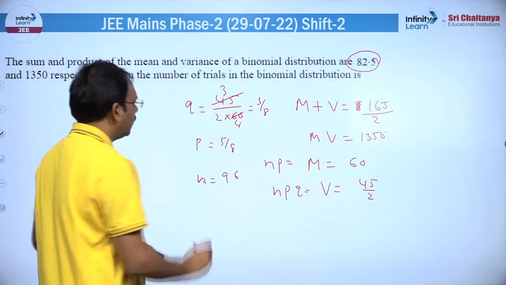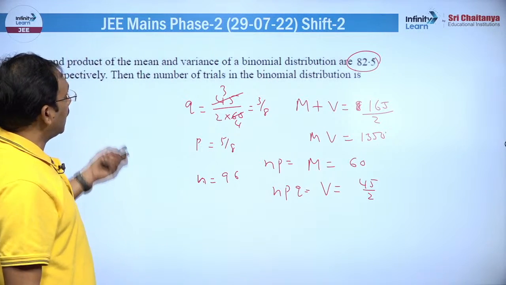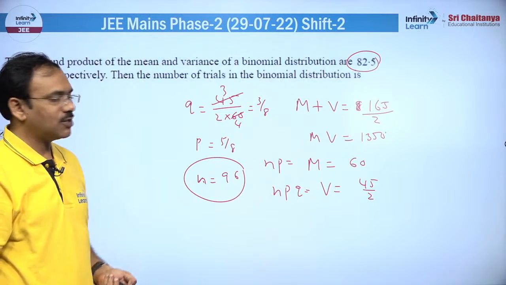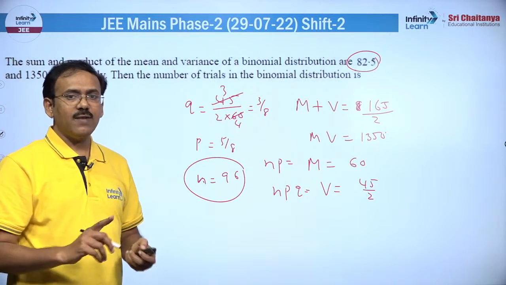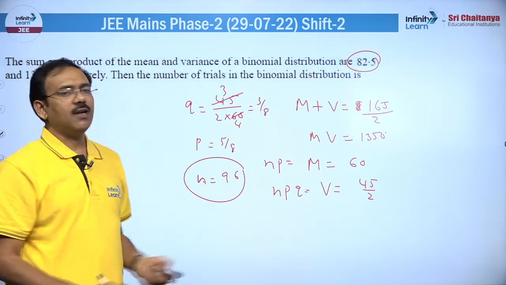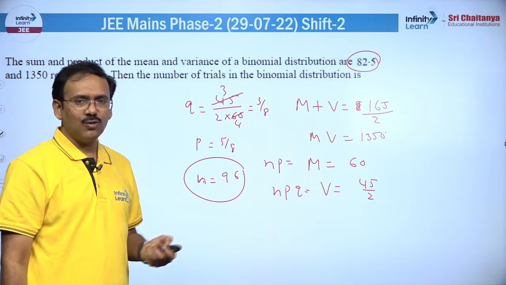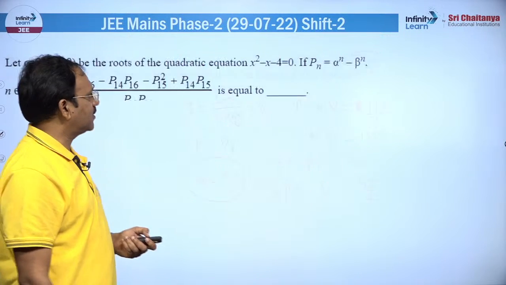You know N value, P value, Q value, it is asking the number of trials, N itself he is asking, you will get the answer. A direct question, you can observe that in July most of the attempts, the same kind of question repeated in many papers. So, this we can say a good question with respect to July papers, right.